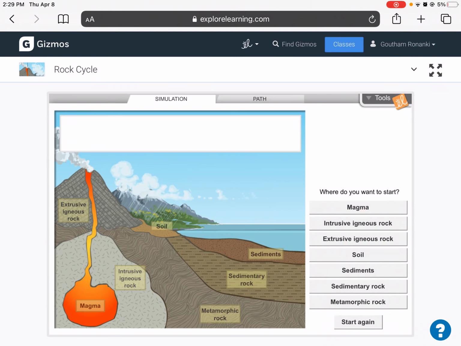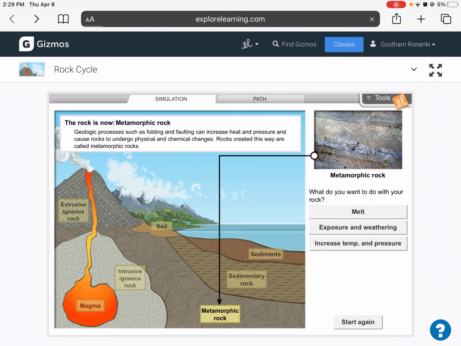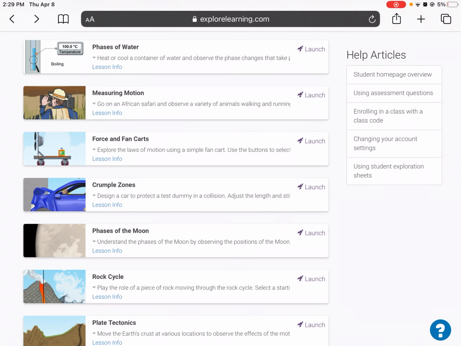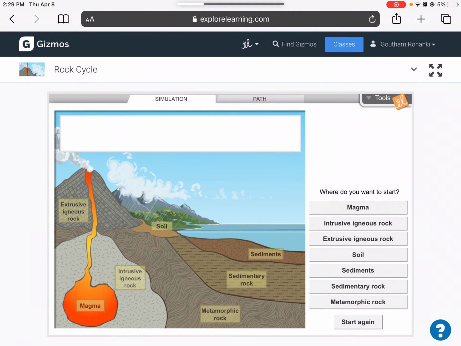Today we're going to talk about the rock cycle. So, without further ado, let's get into it. Today I have the rock cycle Gizmo, and this is how the rock cycle looks. So, we can start with what we want. Let's just go back over here to the rock cycle. I'll keep my sound down a bit.